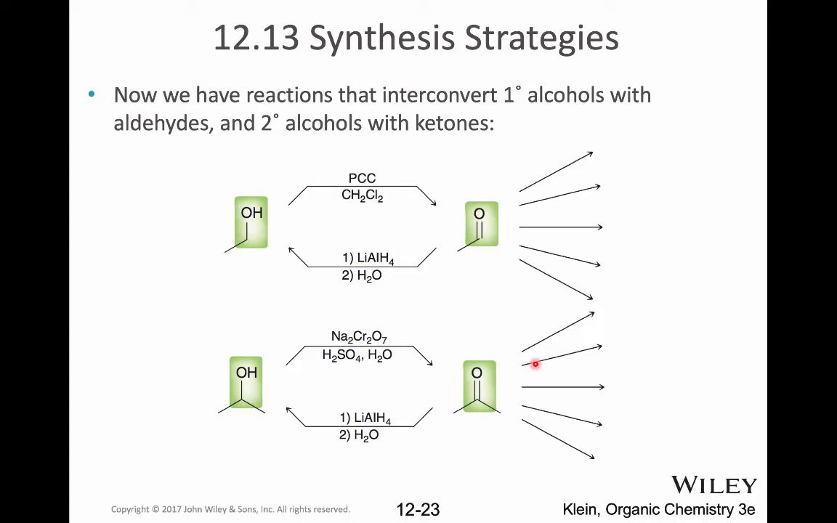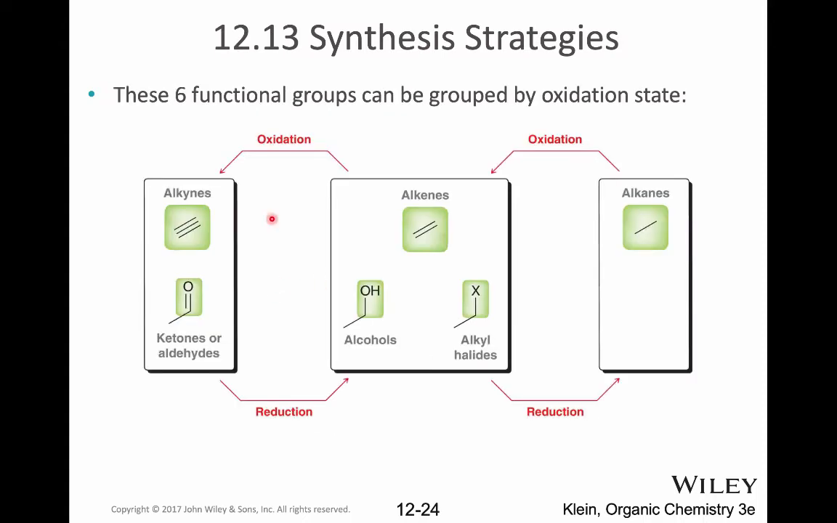We can reduce with either hydride or the Grignard reagent. And so one of the things to keep in mind is that we can interconvert between different functional groups via oxidation or reduction reactions, right? So for example, to go from the alkane to the alkene to the alkyne, that's an oxidation. Or to go from the alkane to the alkyl halide or the alcohol, those are all oxidations. So we can go here, and then we can interconvert between these functional groups in this box.